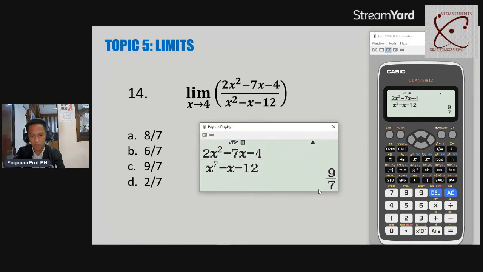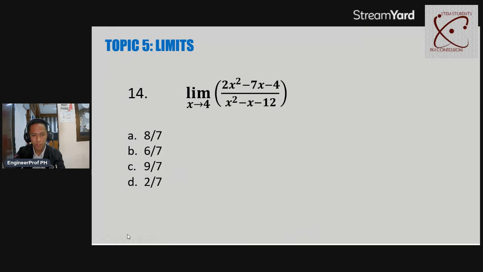Okay? 9/7. Okay, for this problem, the limit is 9/7. So that is letter C. So that's how you solve a limit. Kapag nag-math error po sa calculator, input po tayo ng approaching value. So yung value that is closest to 4. Okay? Para makuha po natin yung eksaktong limit niya.